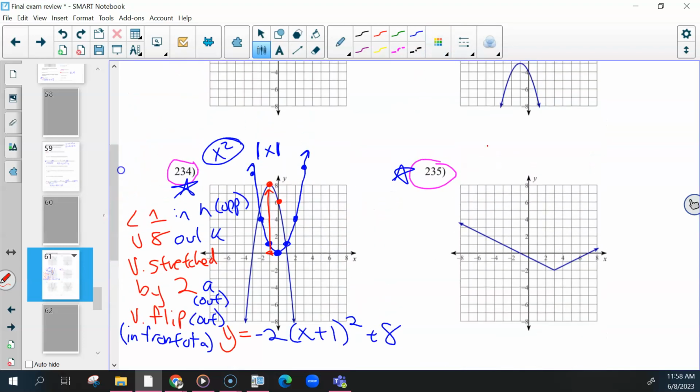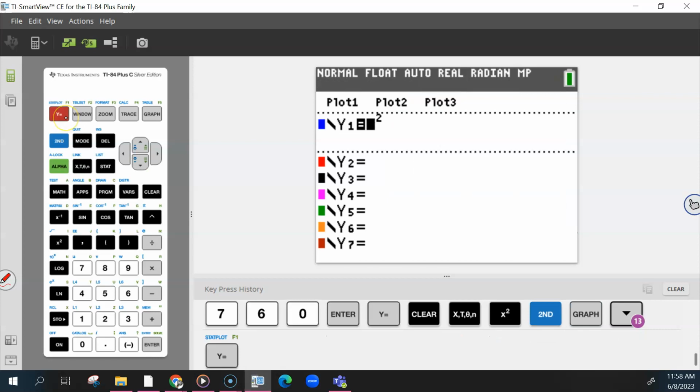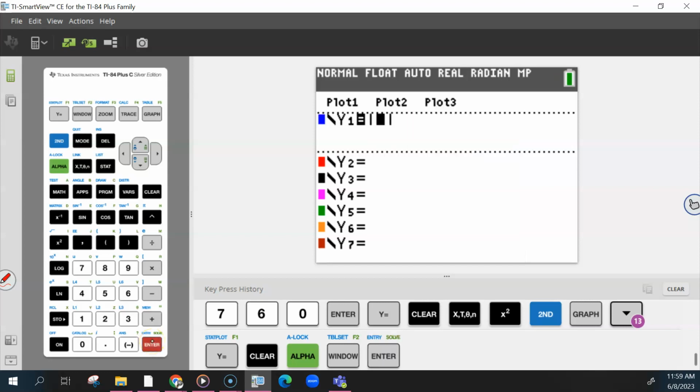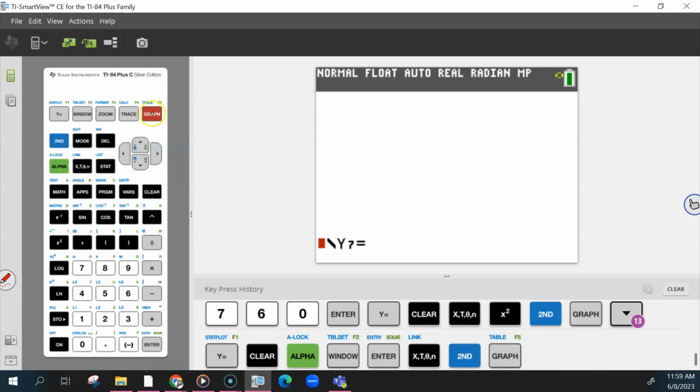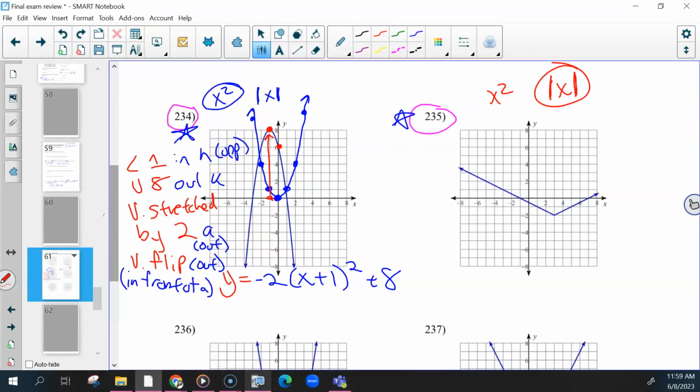Decide on which type it is. It's the absolute value because it looks like a V. So to draw in the original, we're going to go to our calculator. Type in alpha window, and it's the first one, and X. And then go into the table and do the same thing. Find the point in the middle. Graph that point. And then go out from there.